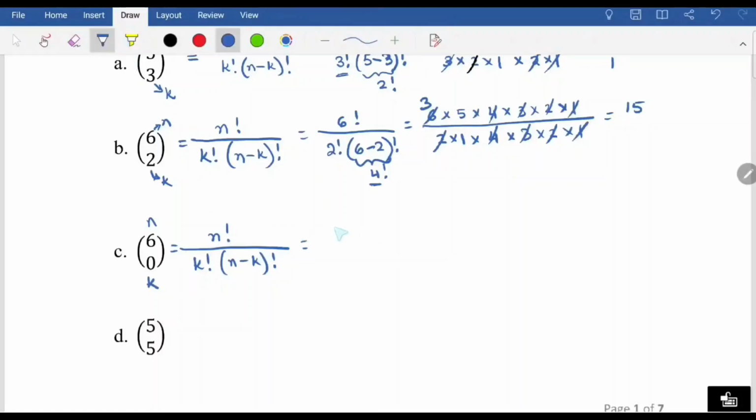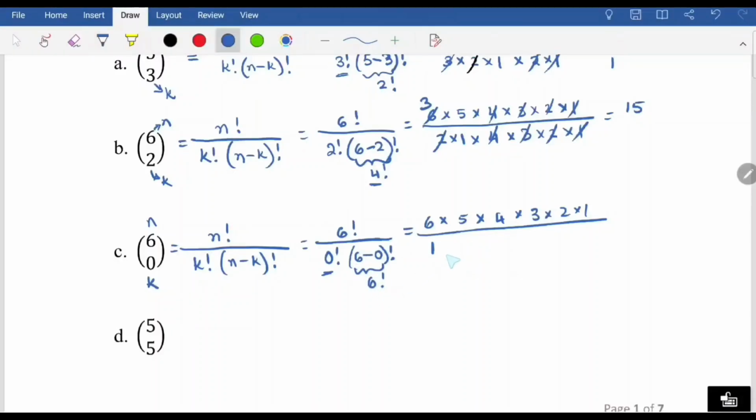All right, let's plug in the values first. Let's not skip steps. That's not good. So 6 factorial, k factorial is 0 factorial, and then 6 minus 0 factorial. All right, so now let's do this. 6 times 5 times 4 times 3 times 2 times 1. 0 factorial we know is a 1, and 6 minus 0 factorial is 6 factorial, so that would be 6 times 5 times 4 times 3 times 2 times 1, which is going to be a 1.